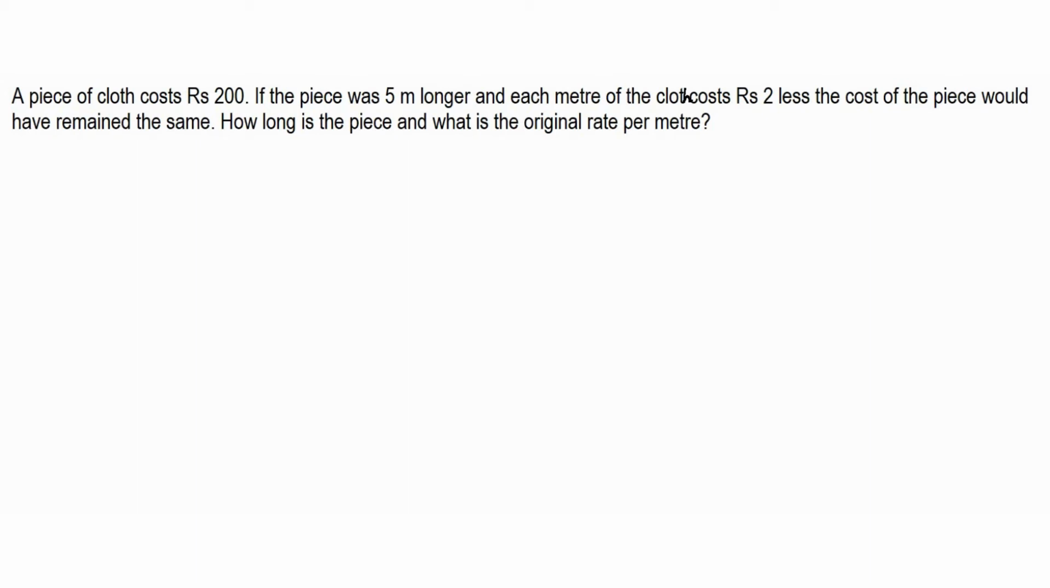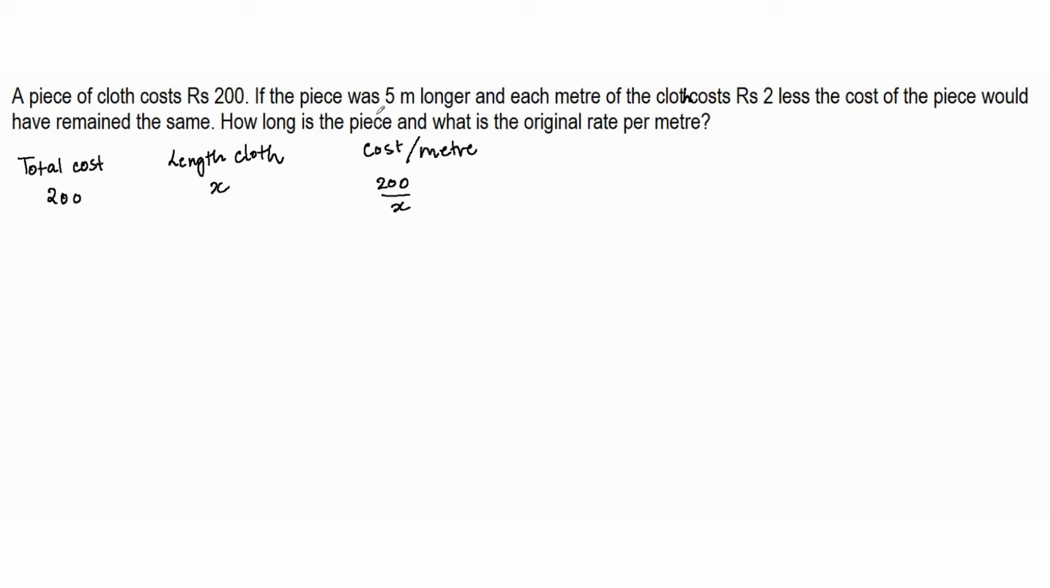So let us quickly make columns for this. Basically the total cost here is 200. Let us assume that the length of the cloth is say x meters, right? And therefore the cost per meter is going to be 200 divided by x.